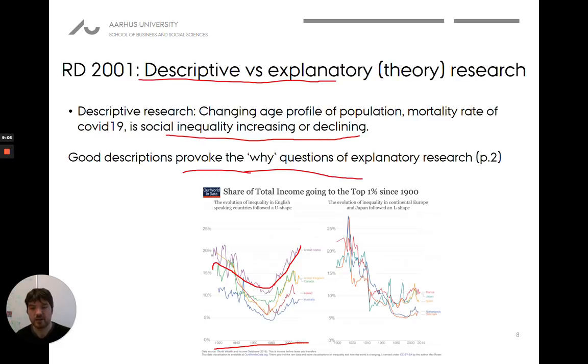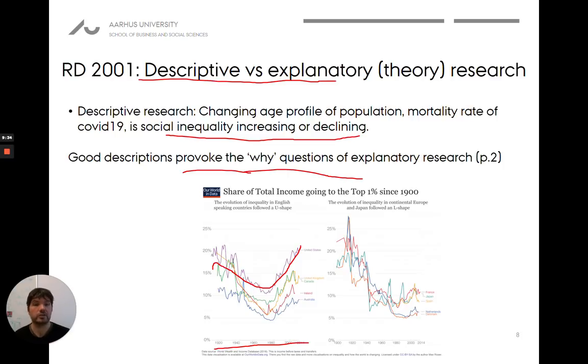So we can look at this graph of how inequality has changed over time. Inequality here means the share of total income going to the top 1%. It was high early in the 20th century, then it was lower after the Second World War, and then it's becoming high again. The share of total income going to the top 1% is at its peak since 1900. So again, this is not explaining why this is the case.